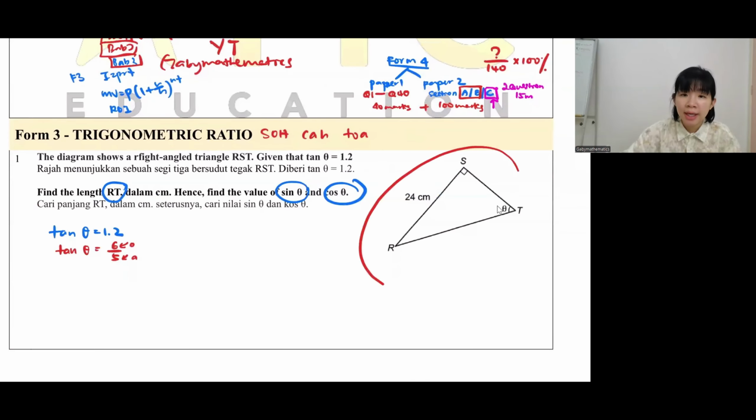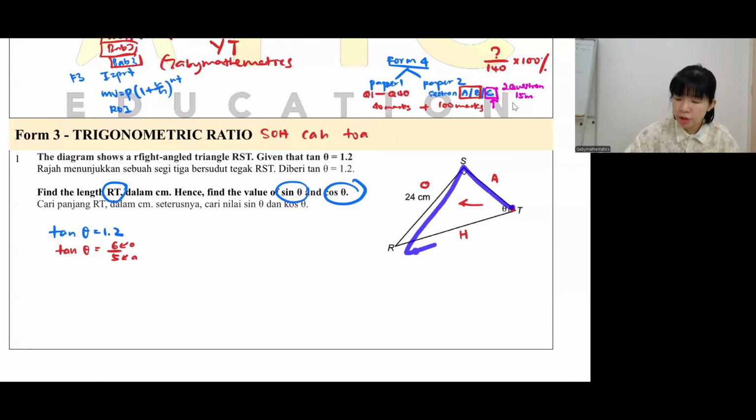Now, in the triangle given, you label OAH also. Theta, here, opposite of the angle, is O. Opposite of 90 degrees is H. Then this is A, correct? Among these three sides, we only have 24 cm, which is the O. So now you compare: O is 24, the O here is 6.